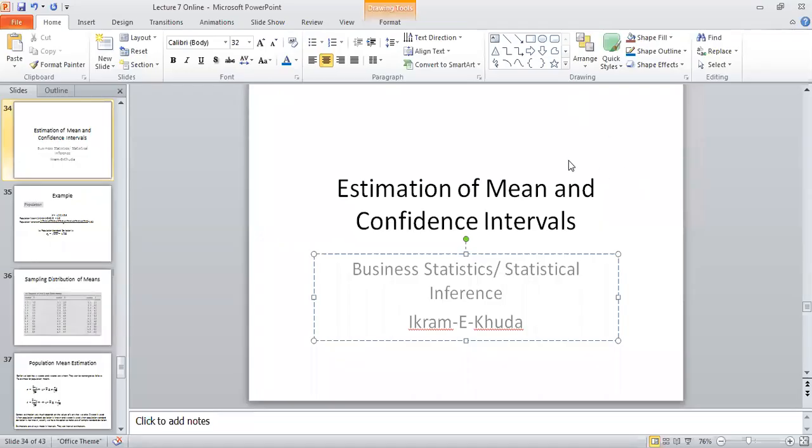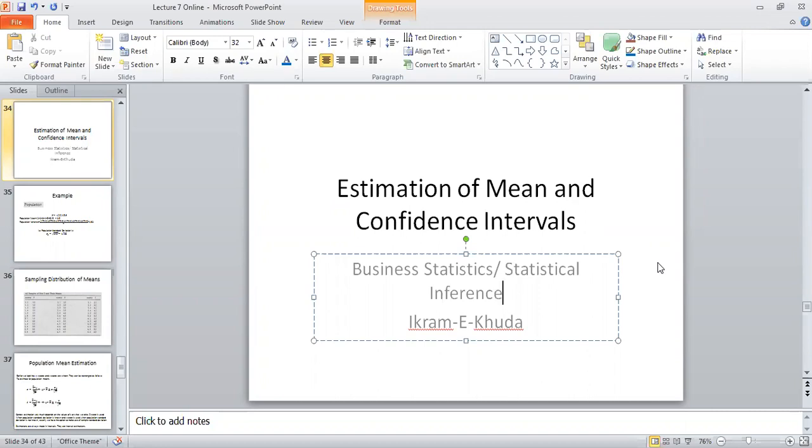In this lecture, we will discuss the estimation of the mean and the confidence intervals. When we talk about the estimation of the mean, we basically mean the estimation of the population mean, because it is obvious that we are estimating the population parameters using the sample statistics.